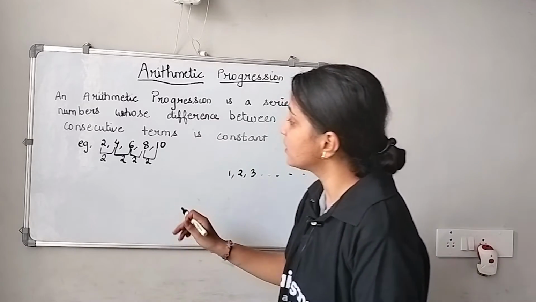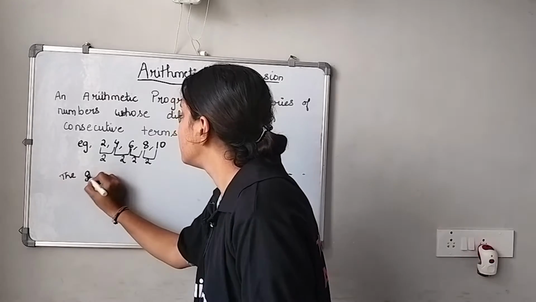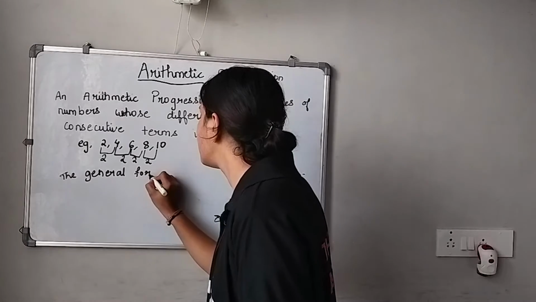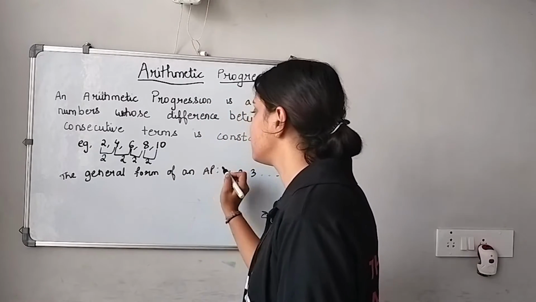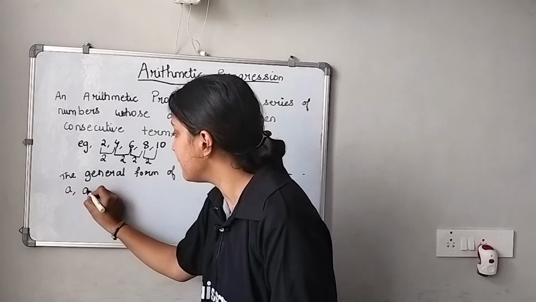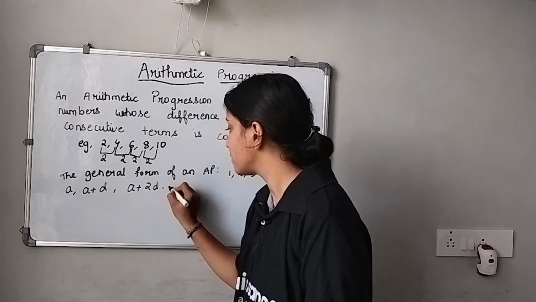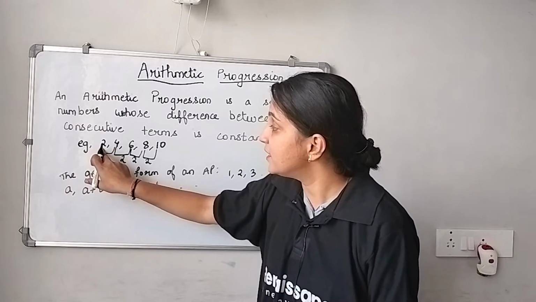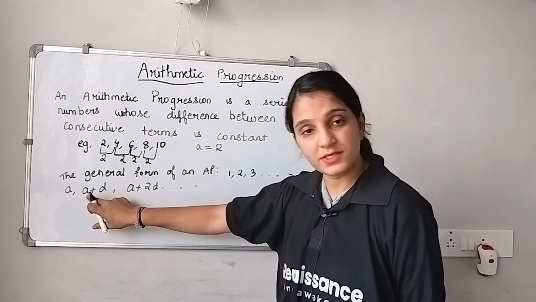Now, okay, now the general form of an AP. The general form of an AP is written as A, comma, A plus D, and A plus 2D, and so on. Now what is A here? A is the first term. Here it will be 2. Then A here is 2.